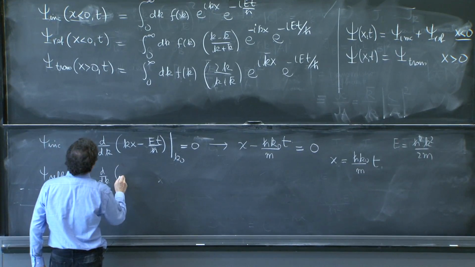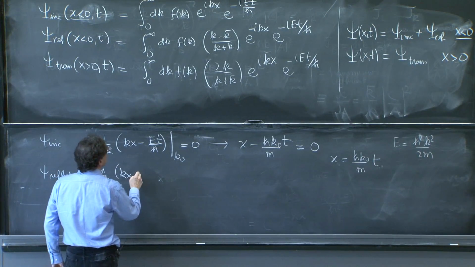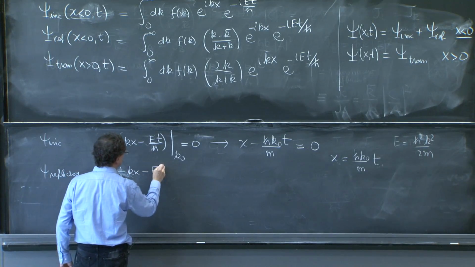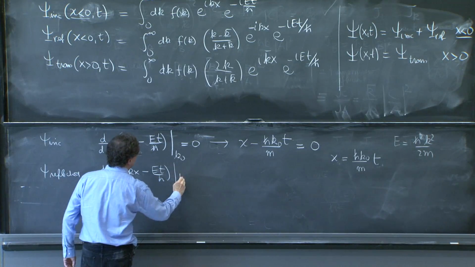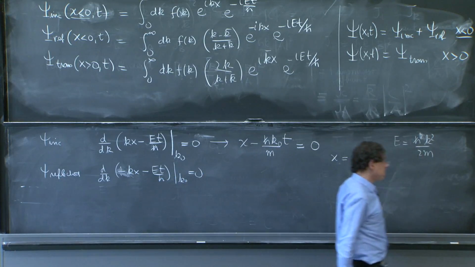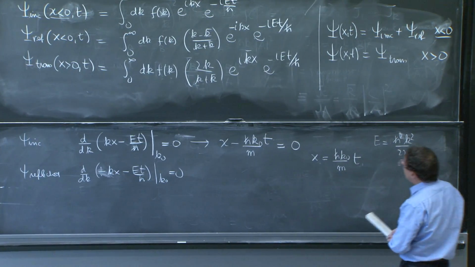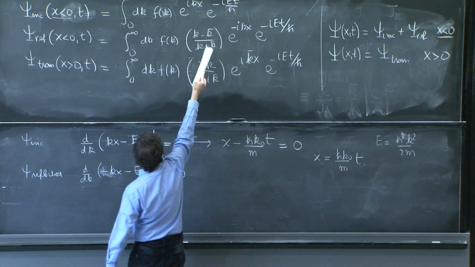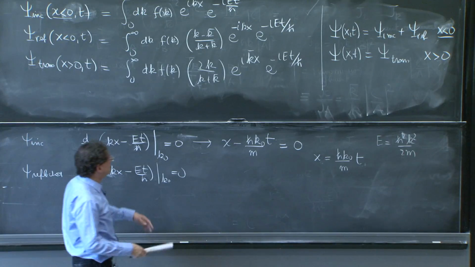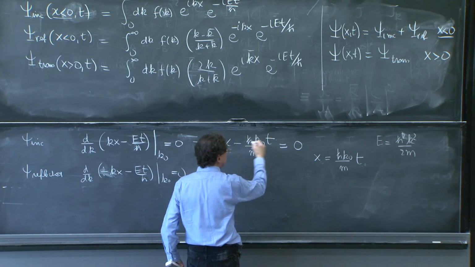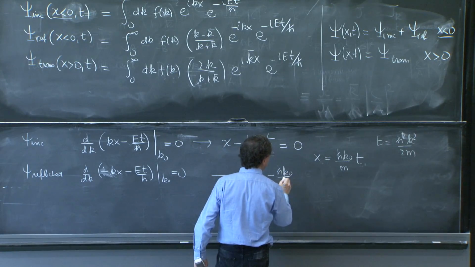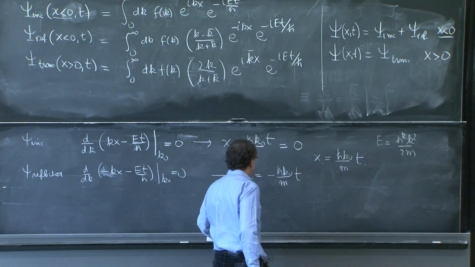d/dk this time would be kx with a different sign, minus kx minus Et over h bar, at k naught equals 0. For the reflected wave, the phase is really the same. Yeah, this factor is a little more complicated, but it doesn't have any phase in it. It's real, so ignore it. So I just change a sign. So this time, I'm going to get a change of sign. x is equal to minus h bar k naught over m t.